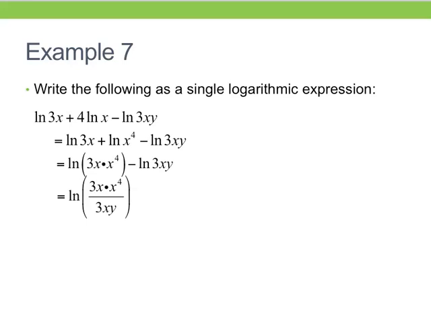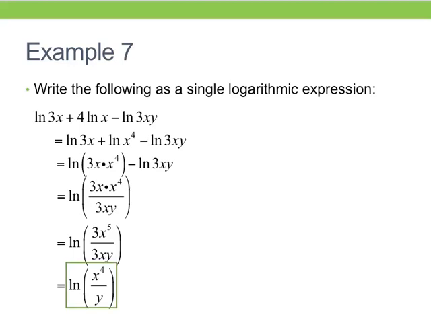Now we'll try to simplify everything inside there as much as we can. So up on top, this is 3x to the 5th. And then if there's anything we can cancel, there's a 3 both on top and bottom. And we can cancel out 1x as well. That leaves us with x to the 4th on top and y on the bottom. So ln of x to the 4th over y is our answer.